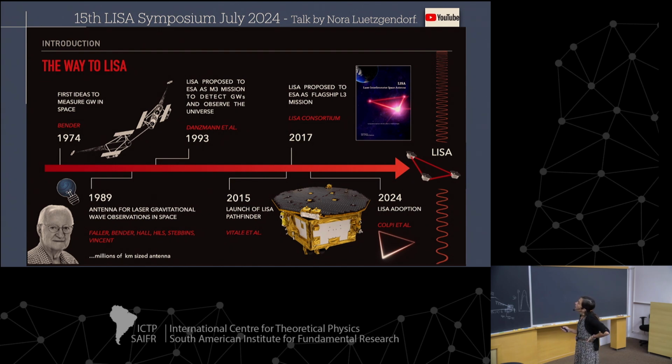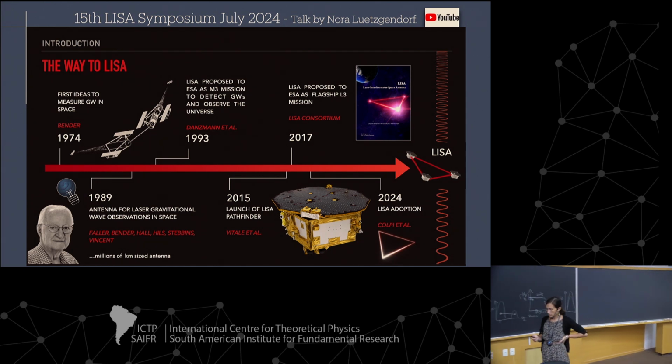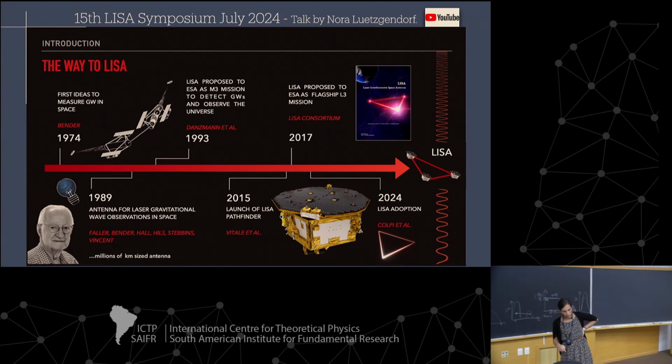Okay, good. And then nothing happened until they launched LISA Pathfinder in 2015, which was a very successful mission, for which they convinced ESA to have a larger mission. So in 2017, given the results that they obtained from the Pathfinder, they proposed the mission, and then in 2024, it was officially accepted by the European Space Agency, together with collaboration from NASA as well.